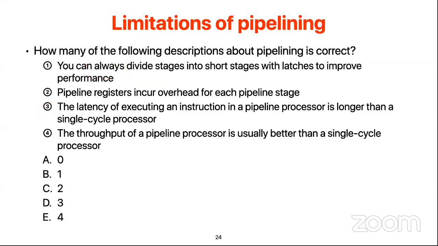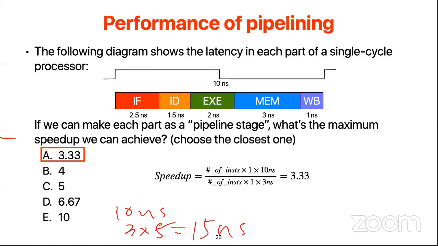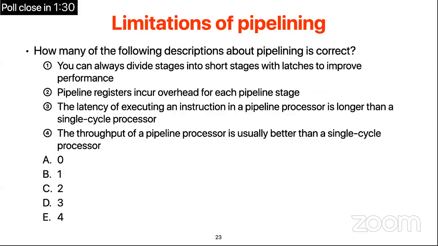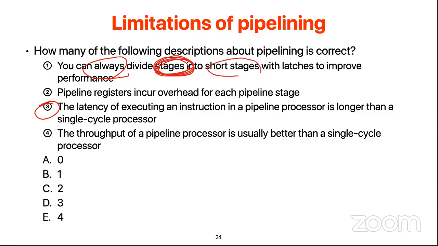We really didn't know. Well, so look at this slide. If I divide this stage with latches, well, that improves the performance of the processor. What? No. Like maybe if you divided the MEM stage, but if you divide anything else, then it's still going to be dependent on the longest. So you can always divide stages, make it shorter to improve performance. You can make it shorter, but it doesn't improve performance.